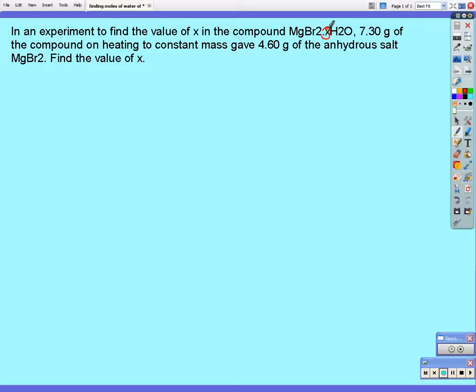MgBr2.XH2O. Don't forget that the dot is nothing to do with multiplication. It just means that there are a certain number of molecules of water bound in the crystal to 1 mole of magnesium bromide. Okay, you can almost think of it as being an addition, right? They're added to, they're in that solid.